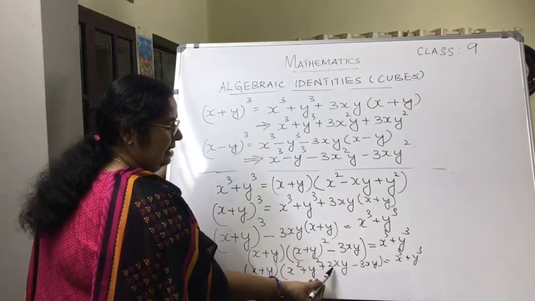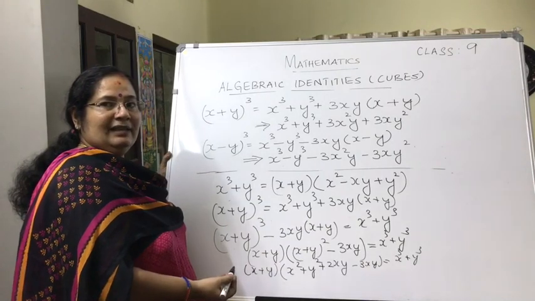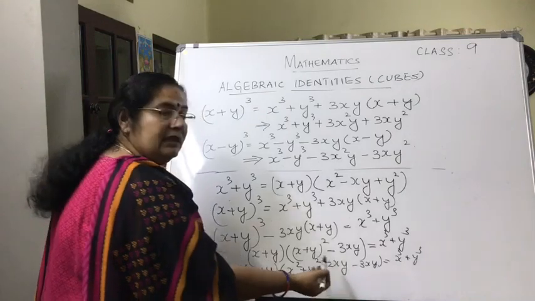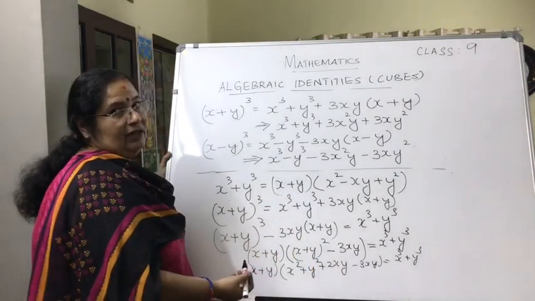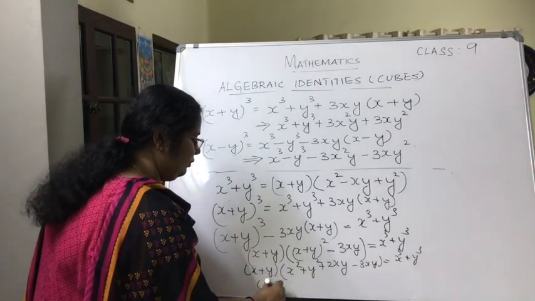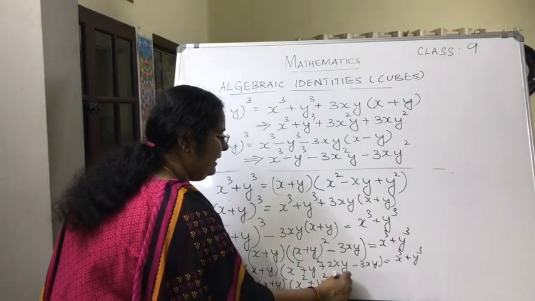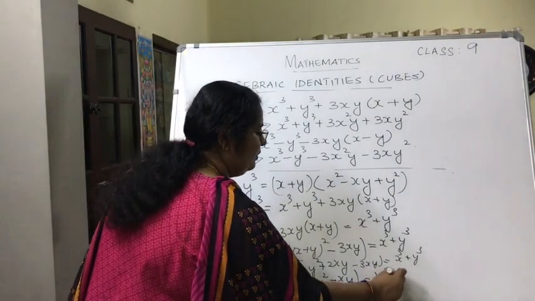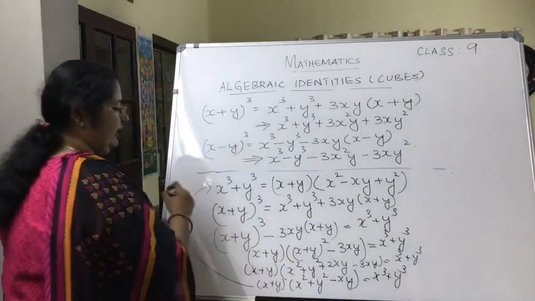Now look at this. Plus 2xy minus 3xy. They are like terms. So what you will do? You can subtract or add the coefficients. So plus 2 minus 3. How much is that? Minus 1. So this will reduce to x plus y into x square plus y square minus xy equal to x cube plus y cube. So this is the identity that we have learned.